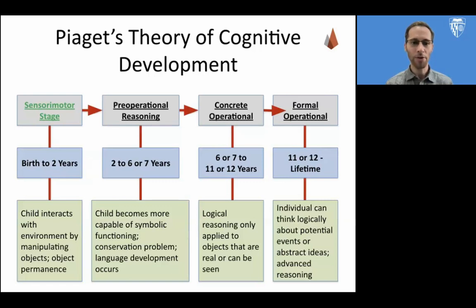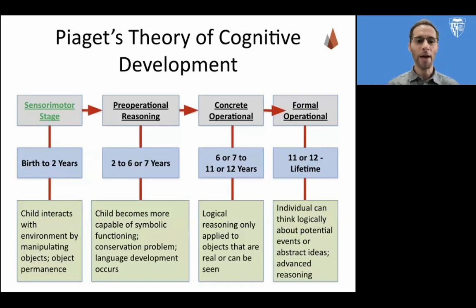In the sensorimotor stage, which is from birth to 2 years, children develop object permanence, which means that they understand that an object still exists even if they can't see it. This is thought to happen because during this stage, kids interact with the environment by playing with objects and learning through those experiences that objects can in fact stay intact over long periods of time. Preoperational reasoning is from 2 to 6 or 7 years, and during this stage, kids develop a more sophisticated understanding of objects and acquire the ability to speak at least one language fluently.